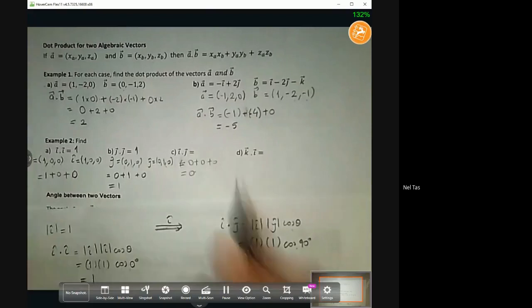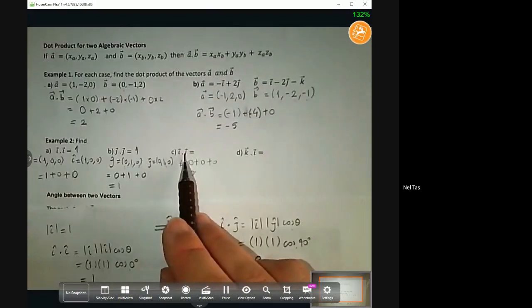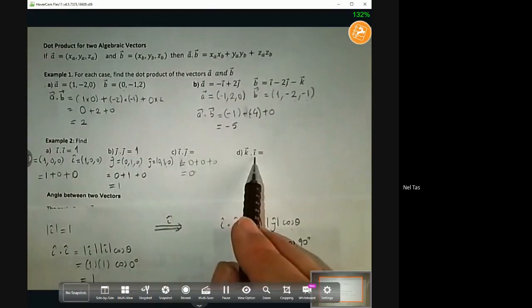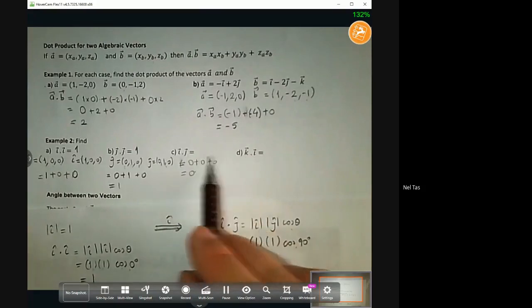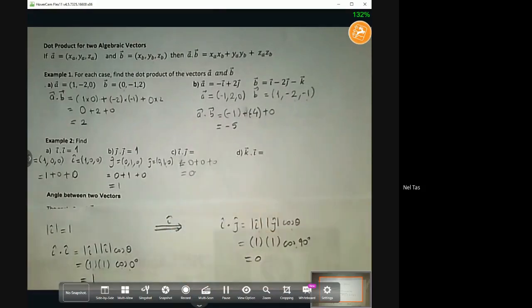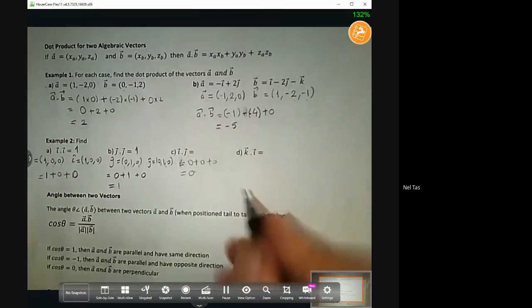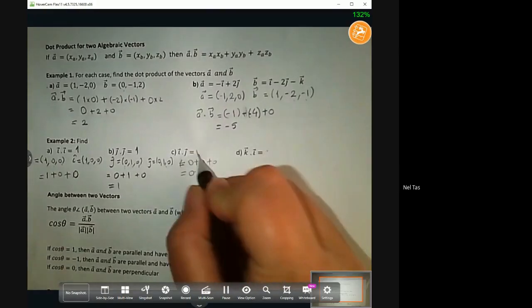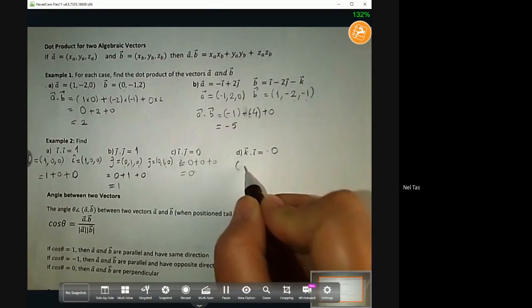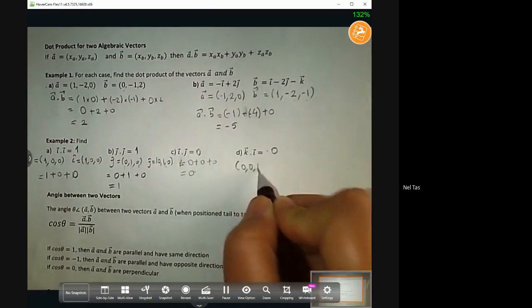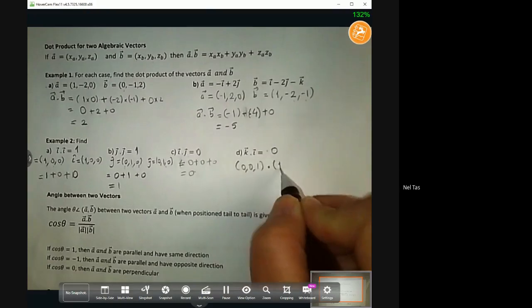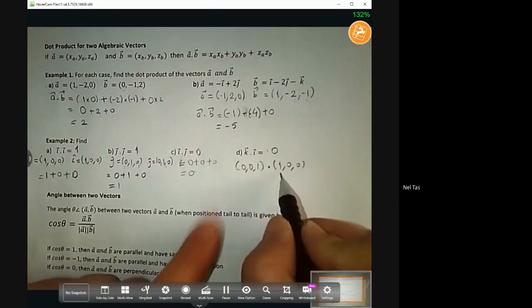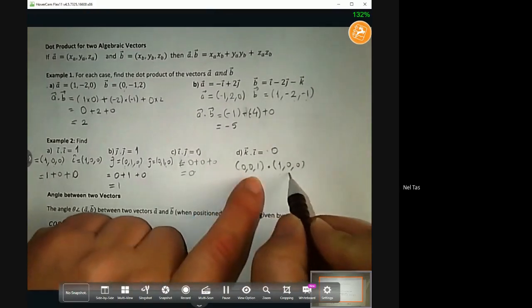Okay, so that will happen with i dot j, k dot i, or j dot k. You will get 0. So this is going to be 0 as well. But again, k is 0, 0, 1, dot i is 1, 0, 0. So you can see that you get 0.